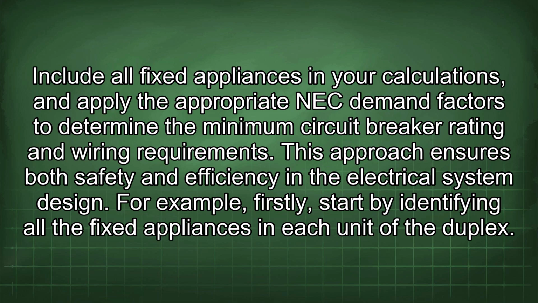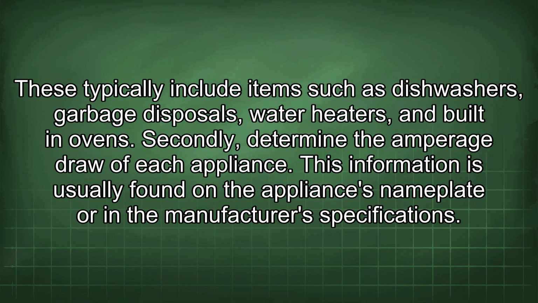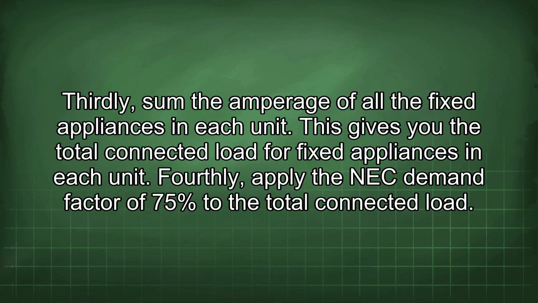For example, firstly, start by identifying all the fixed appliances in each unit of the duplex. These typically include items such as dishwashers, garbage disposals, water heaters, and built-in ovens. Secondly, determine the amperage draw of each appliance. This information is usually found on the appliance's nameplate or in the manufacturer's specifications. Thirdly, sum the amperage of all the fixed appliances in each unit. This gives you the total connected load for fixed appliances in each unit.